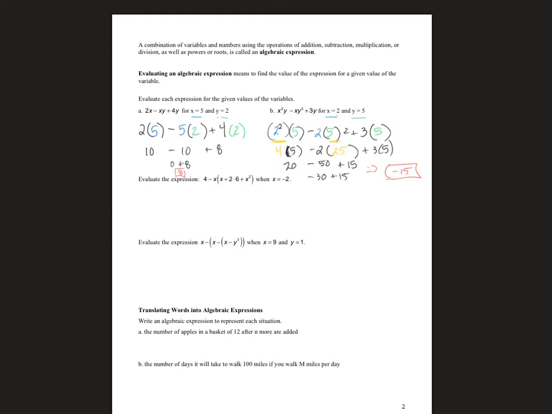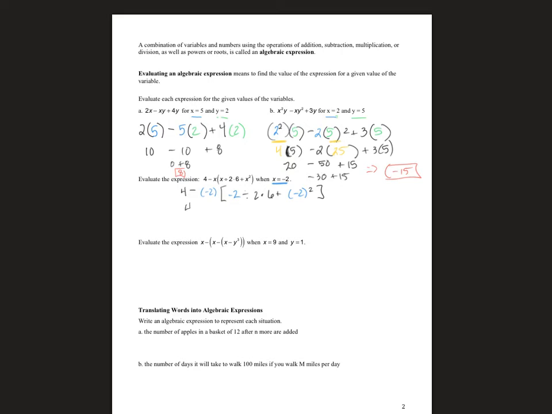Working the next example, I have 4 minus the value of x, which is negative 2, times, and I'm going to turn this into a big bracket since I use parentheses to insert the value of x. So x again is negative 2, and this is divided by 2 times 6 plus, again, negative 2, quantity squared.